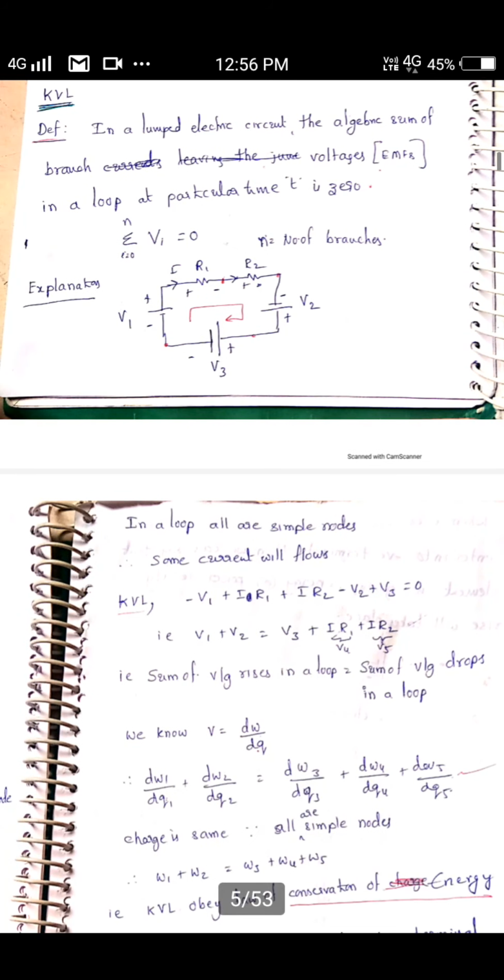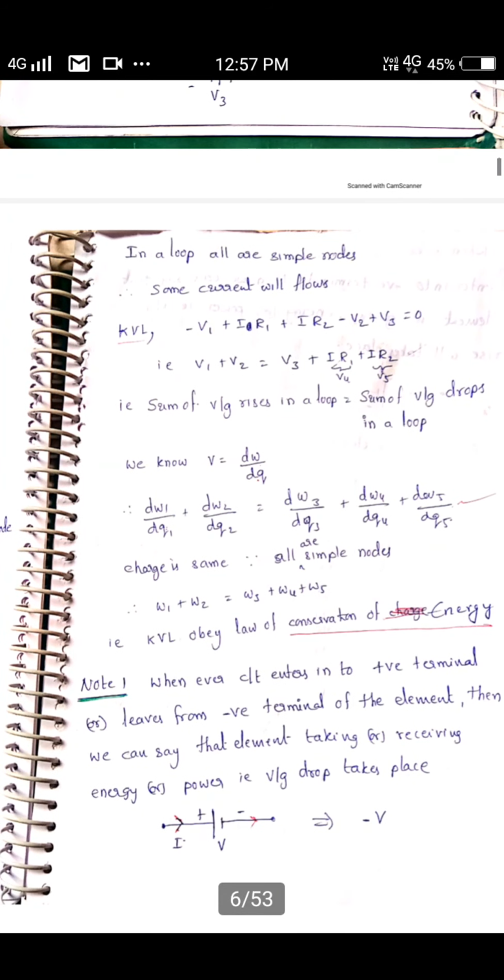We know the expression for instantaneous voltage: V is equal to dW by dQ. Here our elements are connected in series, so the charge entering any node is equal to the charge leaving, from Kirchhoff's current law. With that I can say charge is the same through each and every branch or node, because they are connected in series. So if we take dQ common, we get the expression W1 plus W2 is equal to W3 plus W4 plus W5.